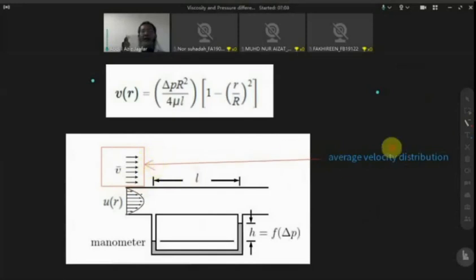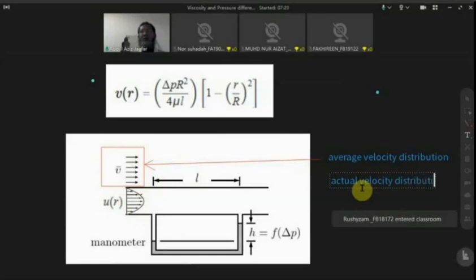And the actual velocity distribution is given by the parabolic velocity profile that you can see. You have zero velocity at the wall and its maximum at the center line of the pipe. So this represents one-dimensional, incompressible, steady laminar flow.